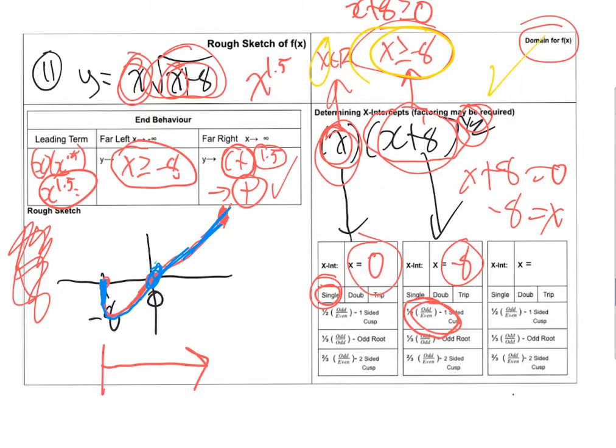So you know you've got a minimum somewhere down here, and it's probably going to be closer to negative 8 than it is to 0. Okay, folks, so that's your rough sketch there. There's a lot of good thinking in this.